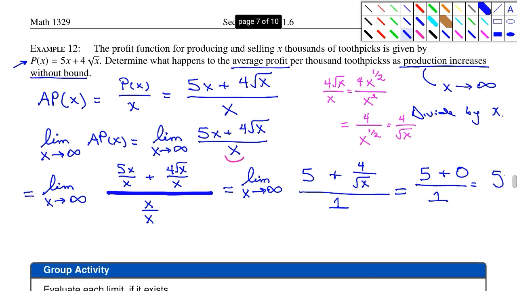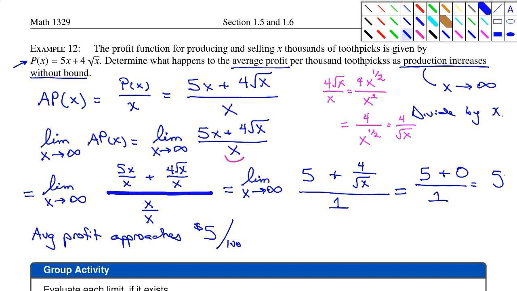And so what that tells us is that average profit approaches $5 per 1,000 toothpicks as production increases without bound.